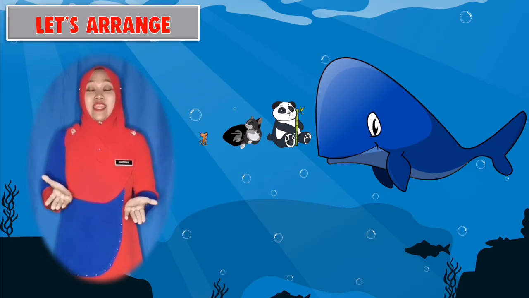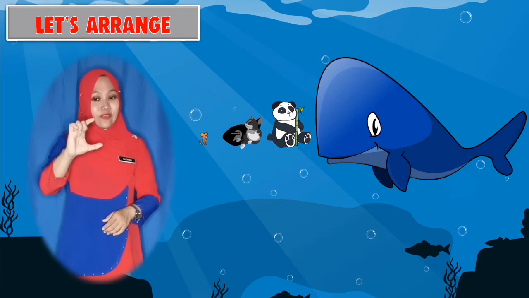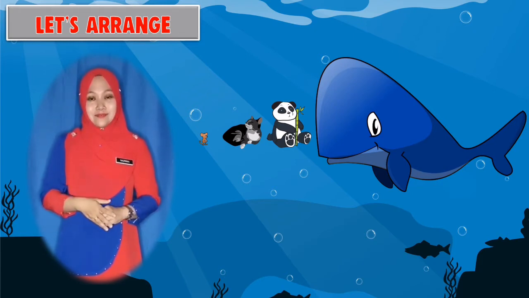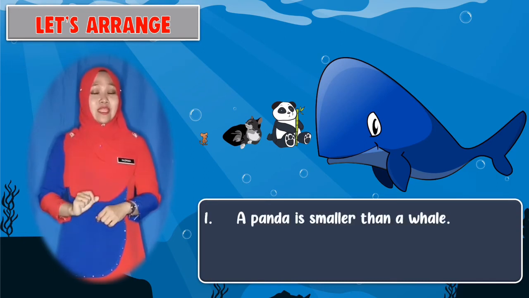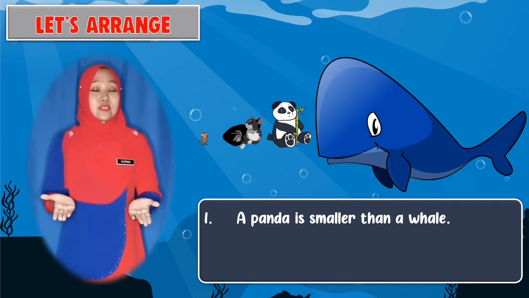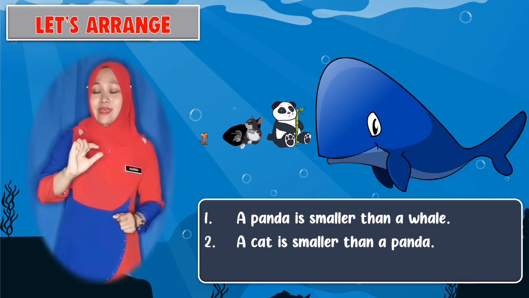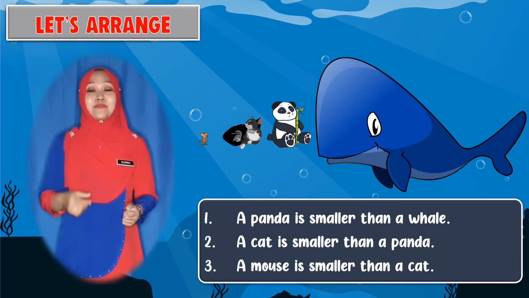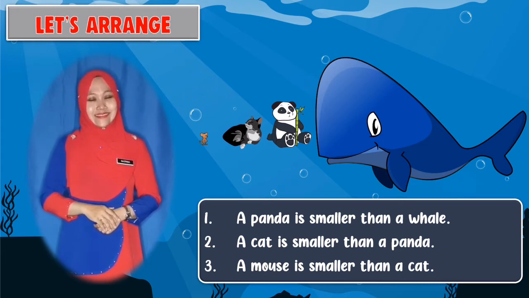Then you have to say the sentences about the animals using the adjective small. Let's say we start with panda. A panda is smaller than a whale. We could also say a cat is smaller than a panda. And the last one, we may say a mouse is smaller than a cat.